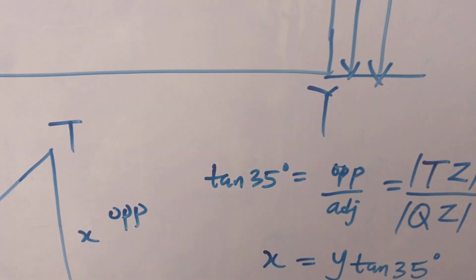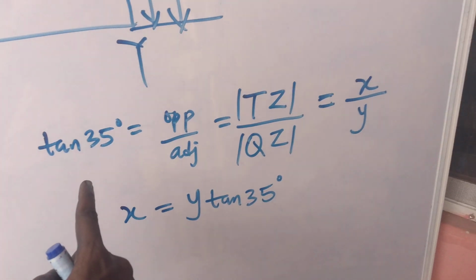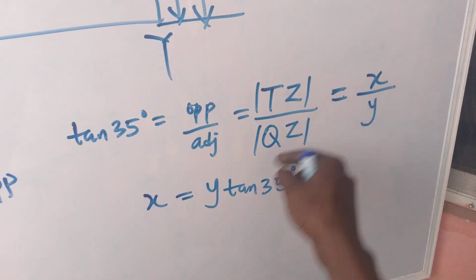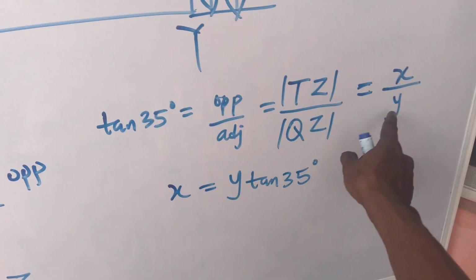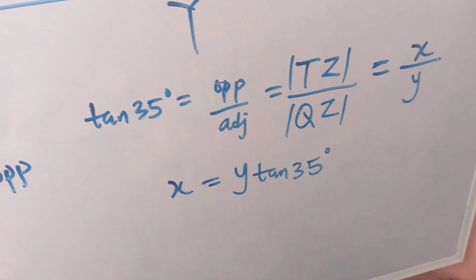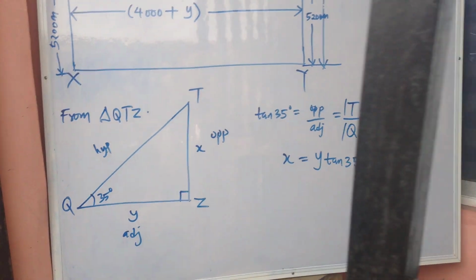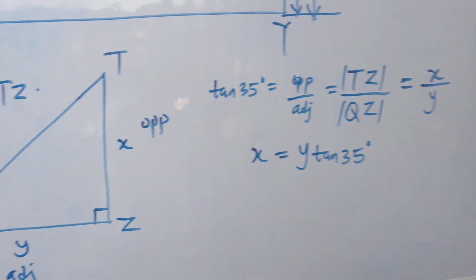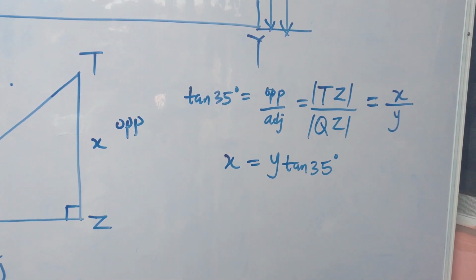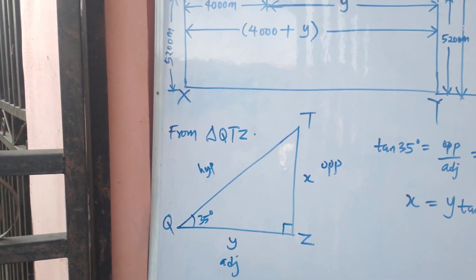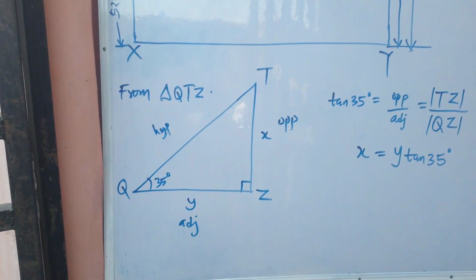That is when this multiplies this, then X will come down. This one has a denominator of 1. That is X times 1 is X. Y will multiply tan 35. That is Y tan 35 degrees. So I have X equal to Y tan 35 when I cross multiply. All right, now I will then continue.